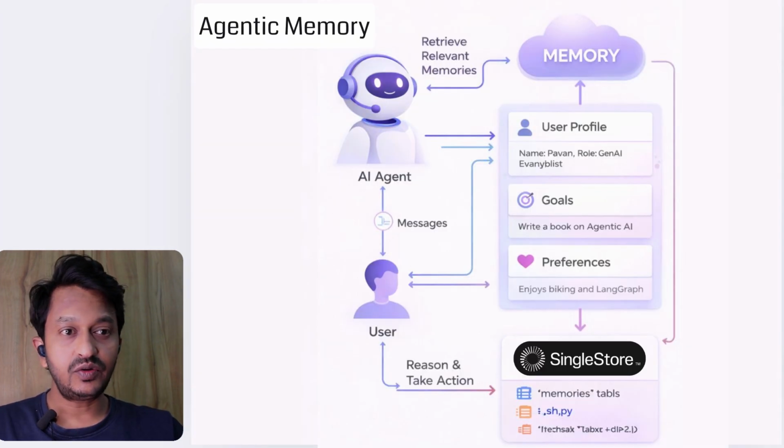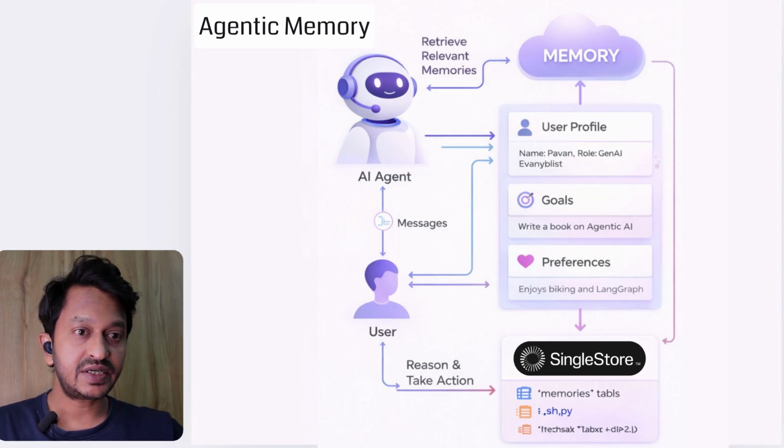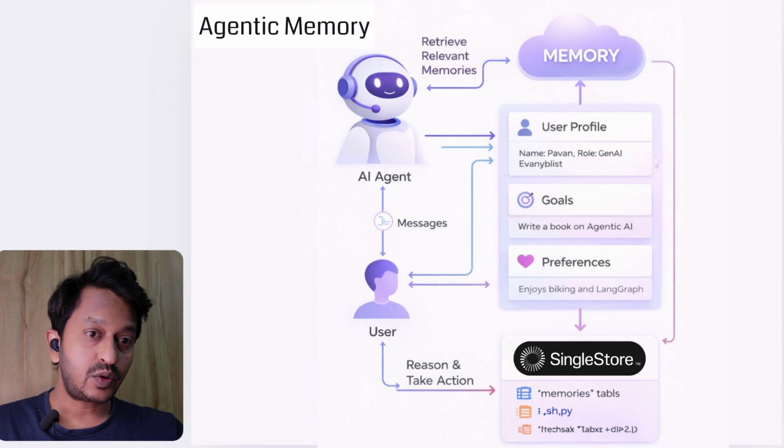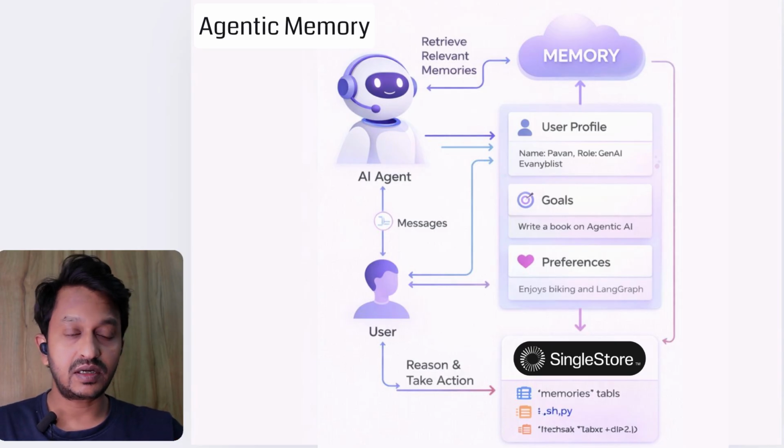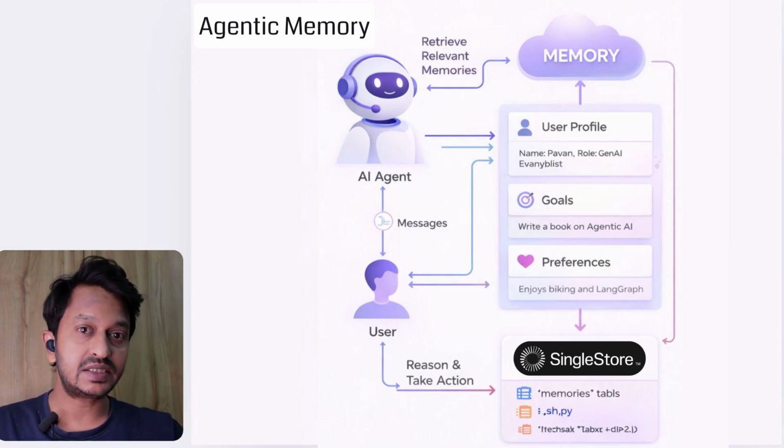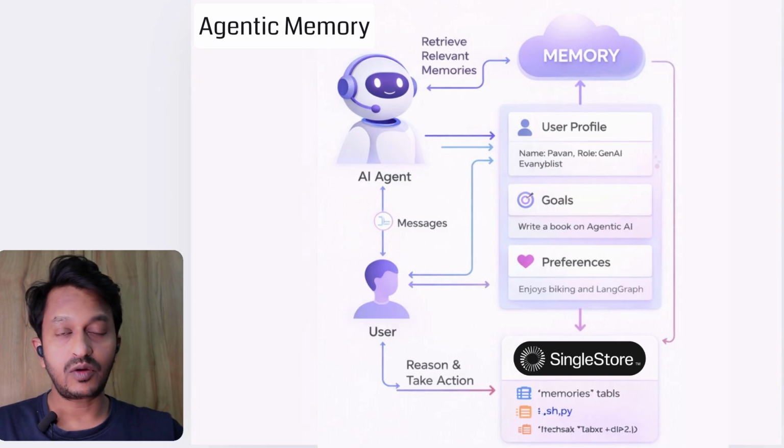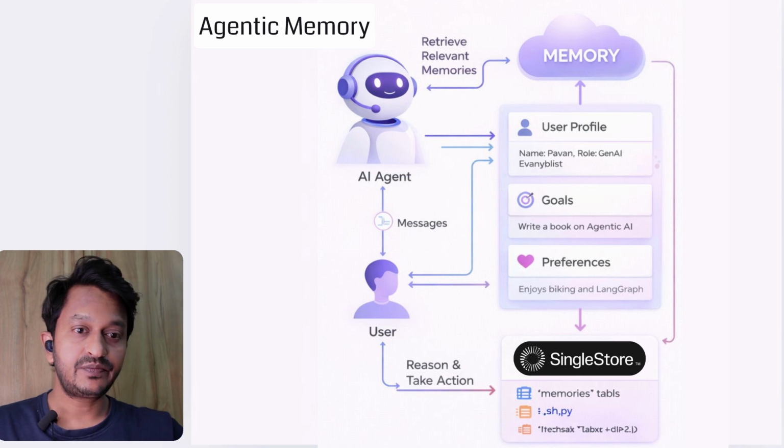Right? Hey guys, so this workflow represents the agentic memory loop we are building today in our tutorial. The user interacts with an AI agent, which receives messages and reasons about what to do next. Before responding, the agent retrieves relevant memories, such as user profile details, goals, and preferences, from long term memory. In our implementation, this memory is stored persistently in SingleStore, enriched with metadata like importance and timestamps.